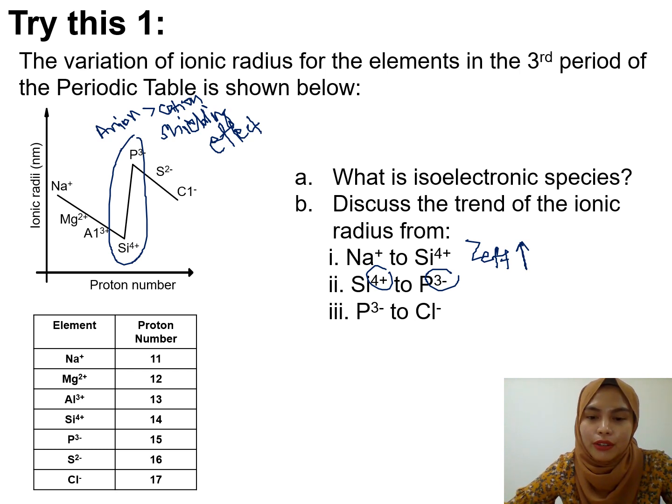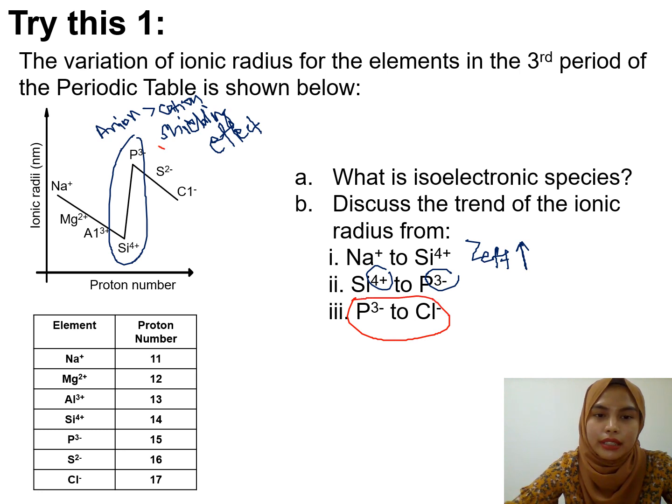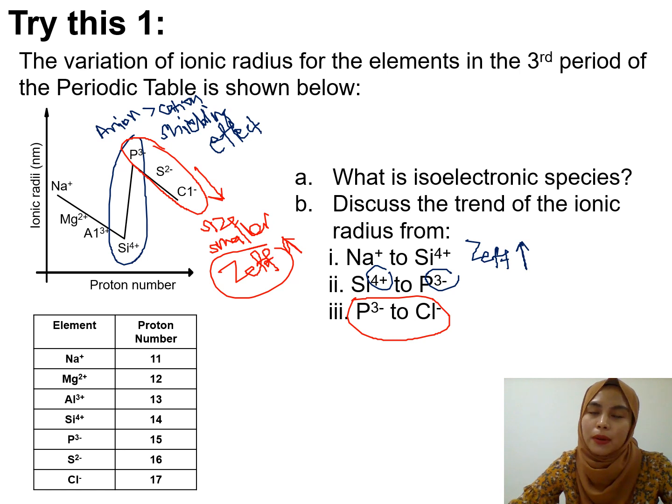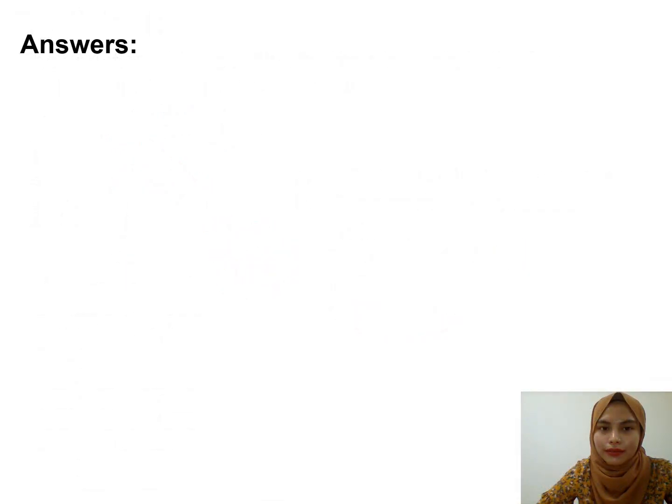Okay, next ialah how do you explain about trend between P3 minus to Cl minus. Kalau P3 minus to Cl minus, you nampak kan dia punya size makin menurun. Kalau size dia makin smaller, therefore you kena guna point apa? Point Z. Okay, sebab Z stronger from P until Cl. Okay, so itu adalah key points. Untuk kamu explain, you kena explain lah panjang lebar mengikut apa yang Miss dah ajar. Okay, so you can try this out.